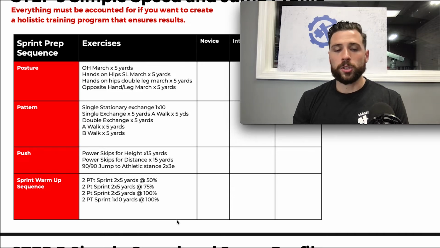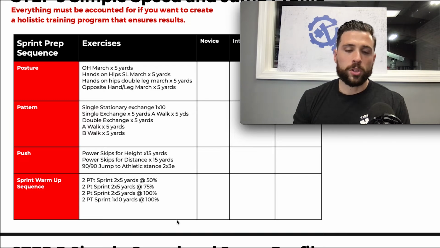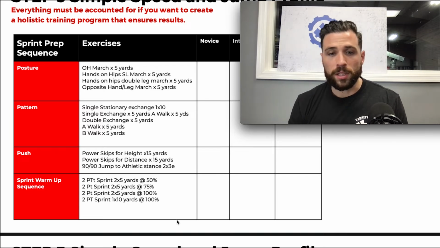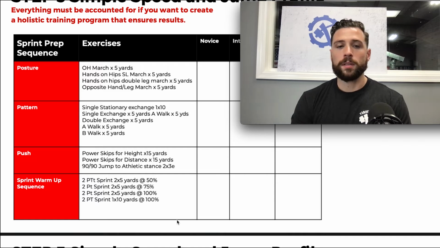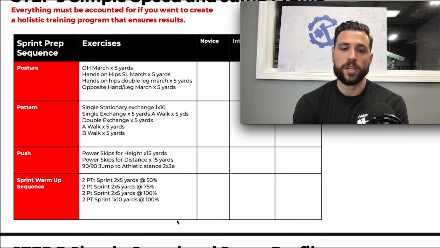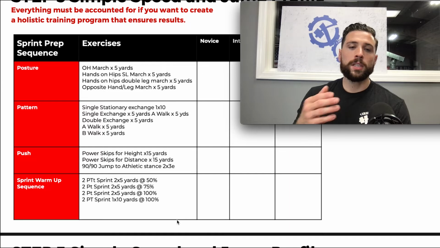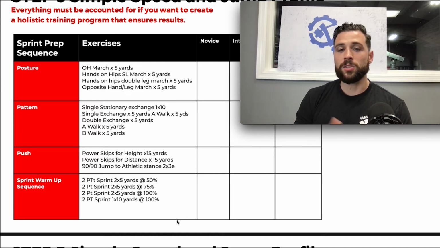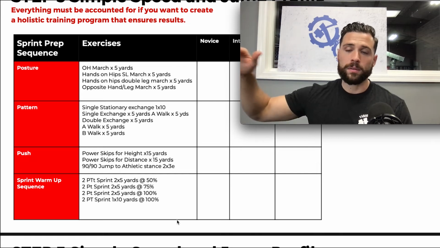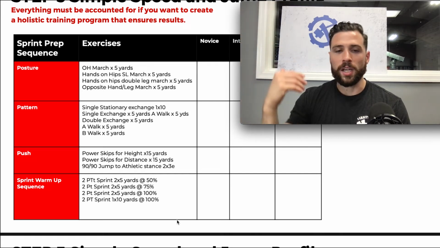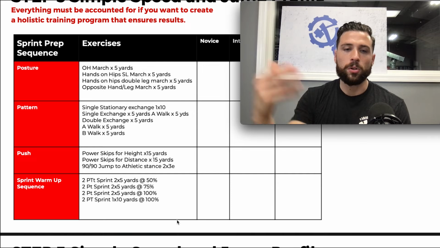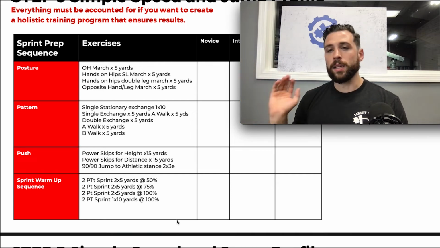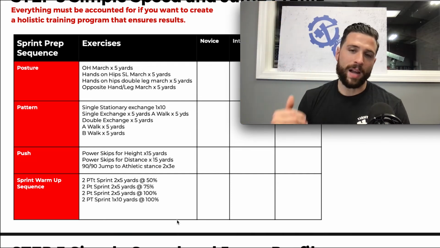So a 2-point sprint, 2 by 5 yards at 50% effort. A 2-point sprint, 2 by 5 yards at 75% effort. A 2-point sprint, 2 by 5 at 100% effort. So I'm building in volume in terms of distance, and I'm building in intensity in terms of how much effort is exerted per sprint. I'm not just going to have them get on the line and run a 100% sprint through 10. I need to gradually build into it.